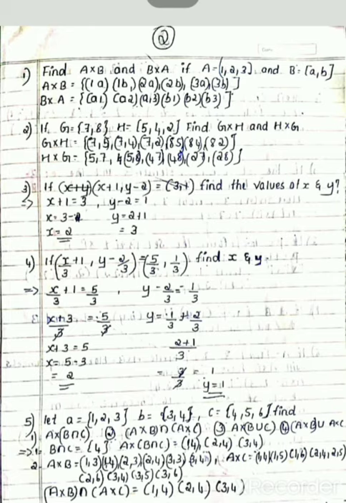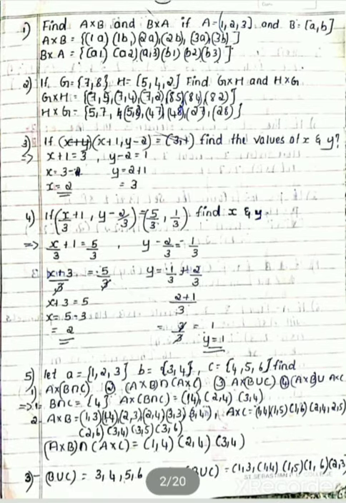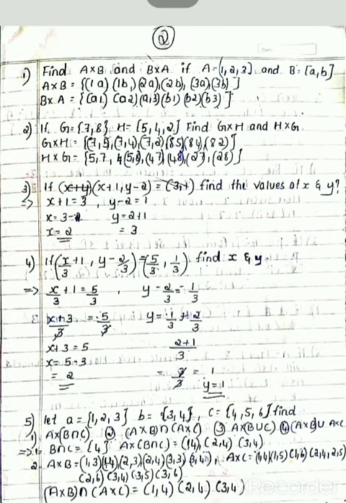Sorry. The third question, it is there. First I'm telling about the fourth one, it is there in the next slide. Third one, A cross (B union C). So what is B union C? The set of all elements of B and C, that is 3, 4, 5, 6. It should be written inside the flower bracket. And A cross (B union C), A is 1, 2, 3.